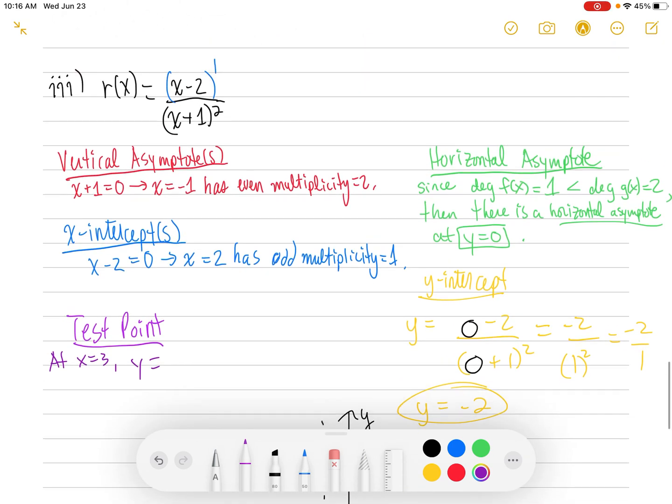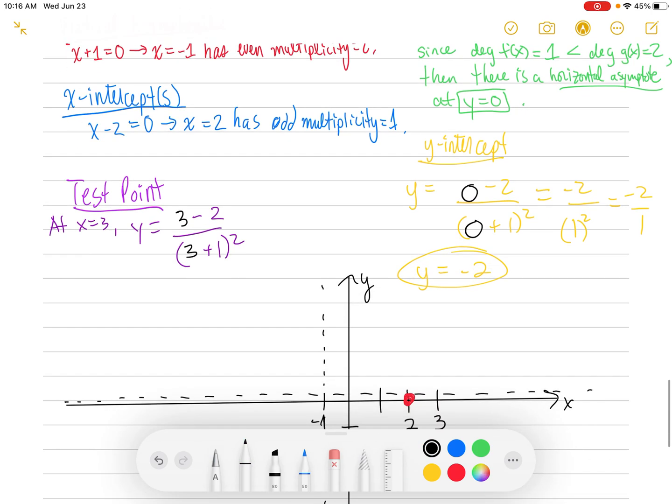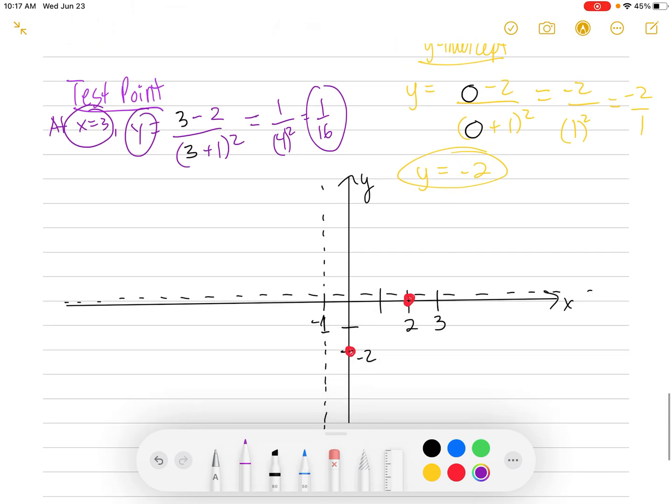I'm going to plug that in to find out what's going on here on the right. So at x equals 3, what's y doing? I'm going to plug 3 into my function: blank minus 2 over blank plus 1 squared. We're plugging in 3 for x. So for y, we're going to get 3 minus 2 is 1, over 3 plus 1 is 4 squared. It's going to be 1 over 16. So at x equals 3, y equals 1 over 16. So let's plot that.